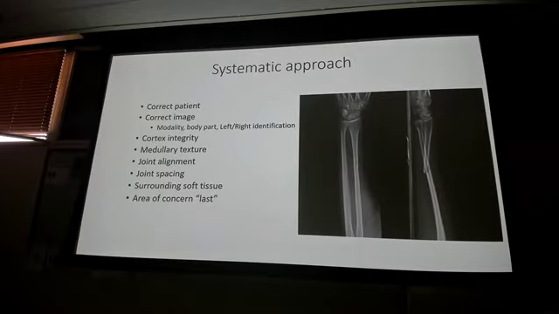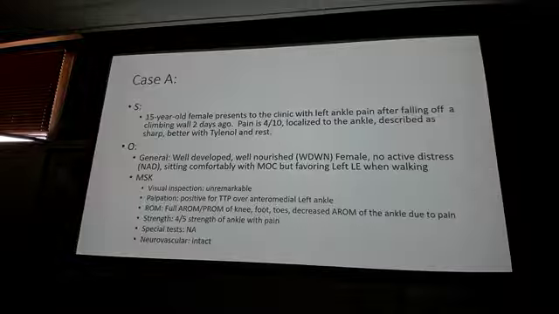You've seen this one, it's in the slides. Hopefully by now you have a systematic process. If not, find one quick. Got 6 days for you to find a systematic process. Okay. Here we go. 15-year-old female comes to the clinic with left ankle pain after falling off a climbing wall 2 days ago. Pain is 4 out of 10, localized to the ankle, described as sharp, better with Tylenol and rest. Okay.